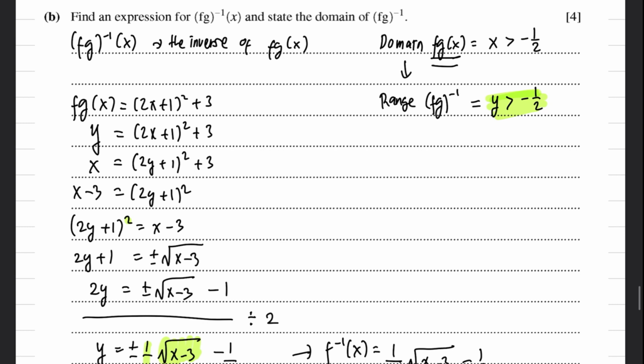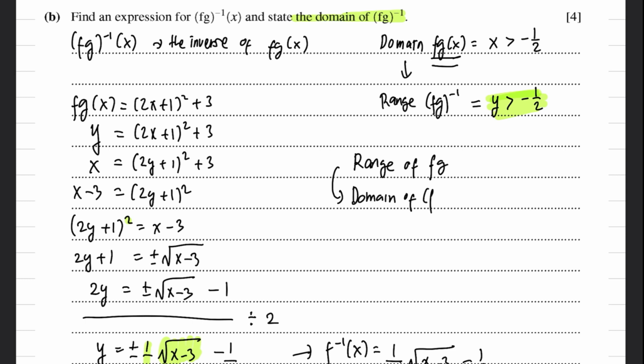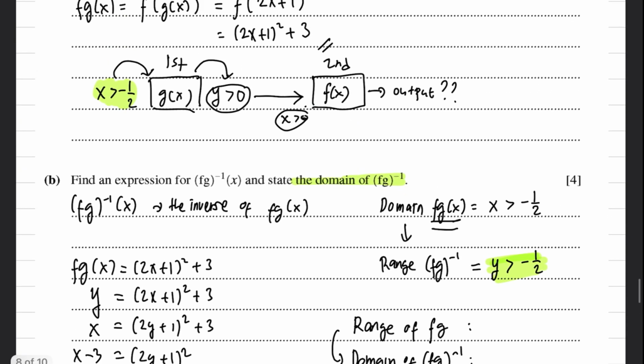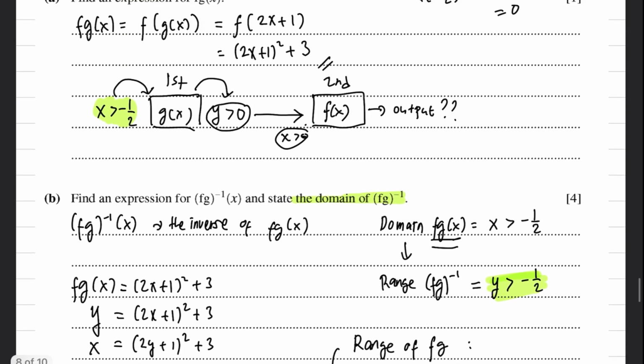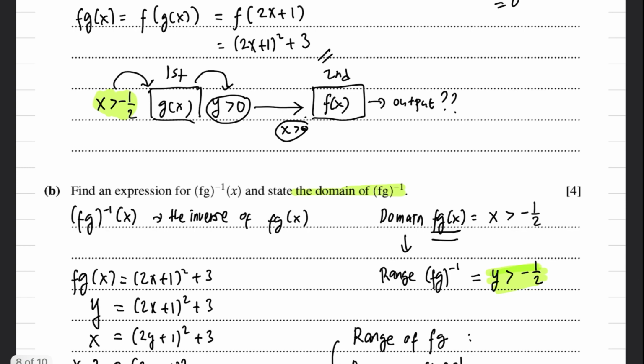And state the domain of (fg) inverse. Now, if you want to find the domain of (fg) inverse, you have to find the range of fg, because the range of fg equals the domain of (fg) inverse. But what is the range of fg? The range of fg is just the final output.